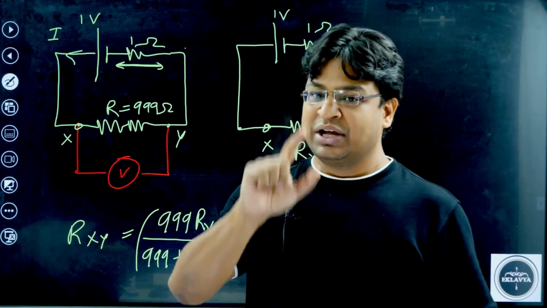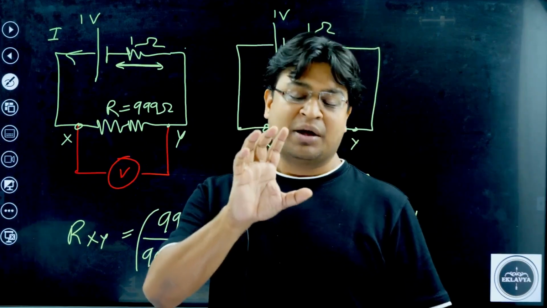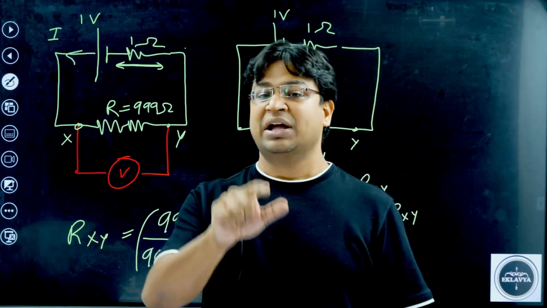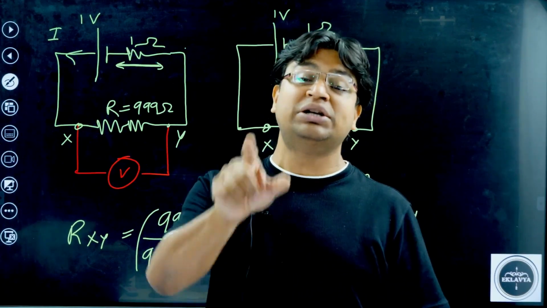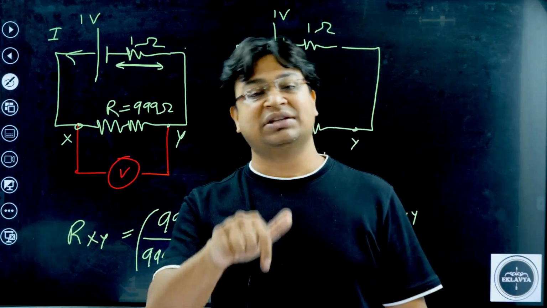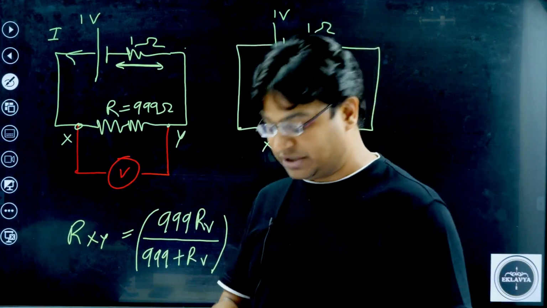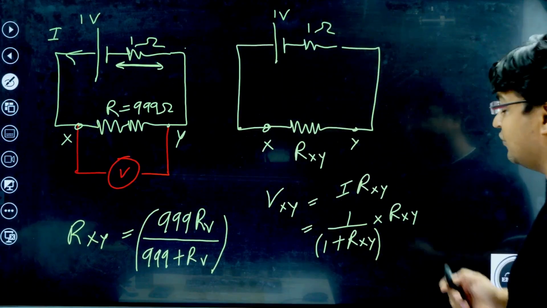Getting my point? It first alters the potential difference that you were trying to measure, and then it measures the altered value correctly, and therefore we get a different value from what we were expecting. So the voltmeter has got some problem.